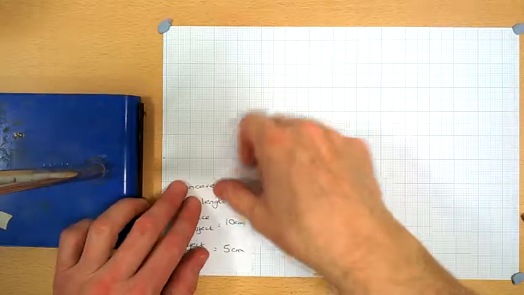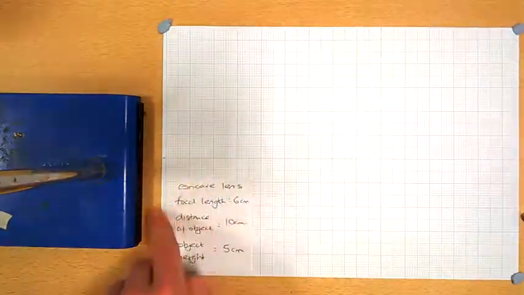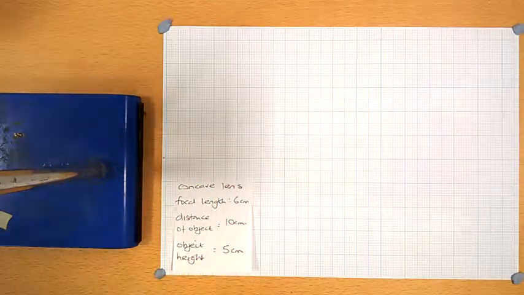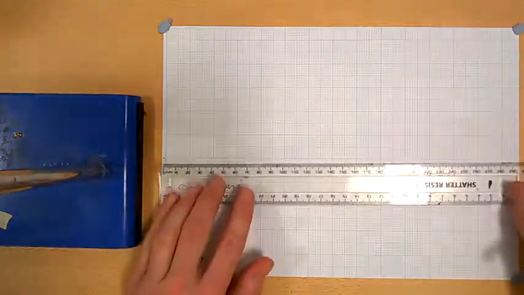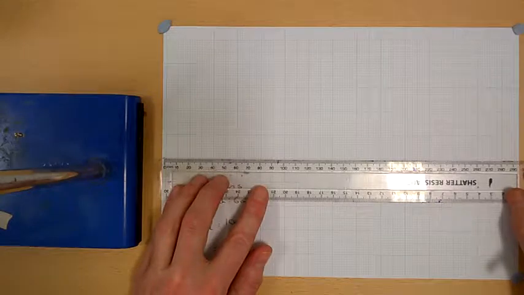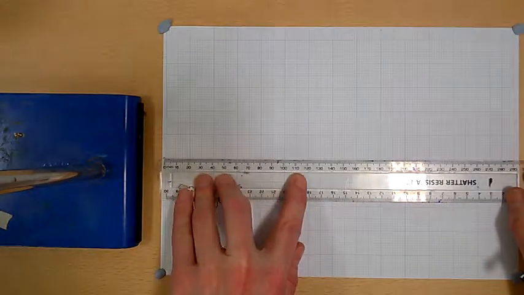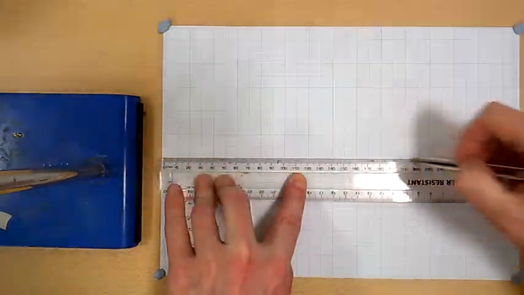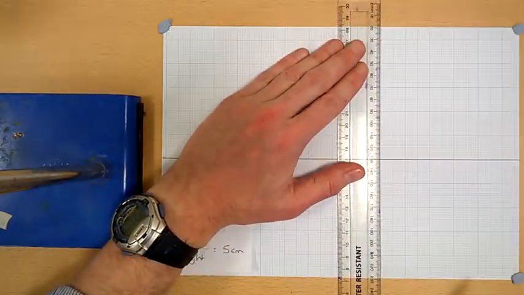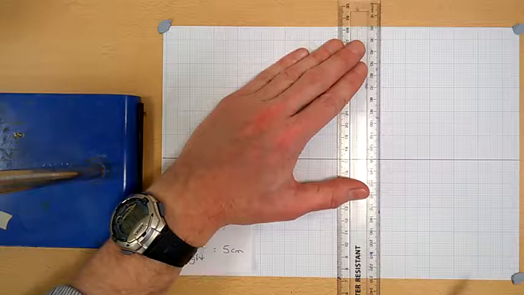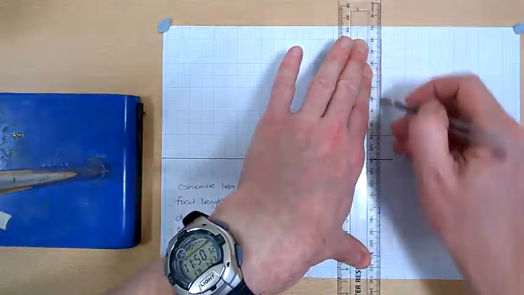Okay, so this time we're going to look at what happens with a concave lens. So we'll have a different set of rules being applied here. But again, I'm going to do what I always do first, which is to draw on the axis. And then perpendicular to that, I'm going to draw on my lens itself.